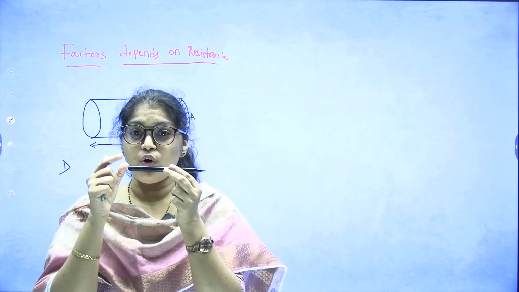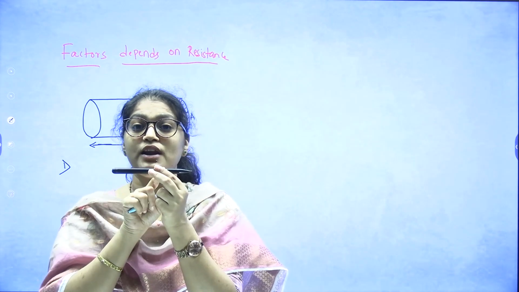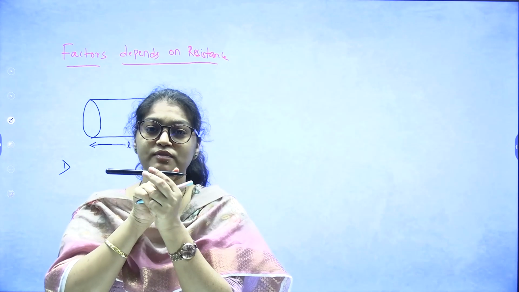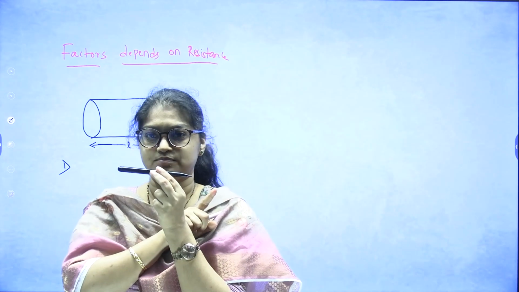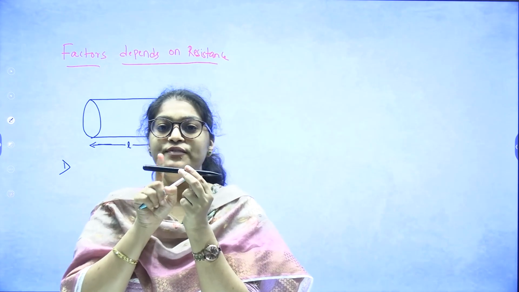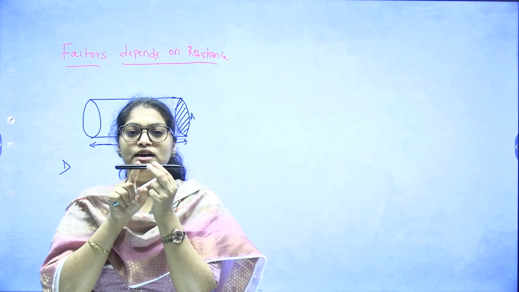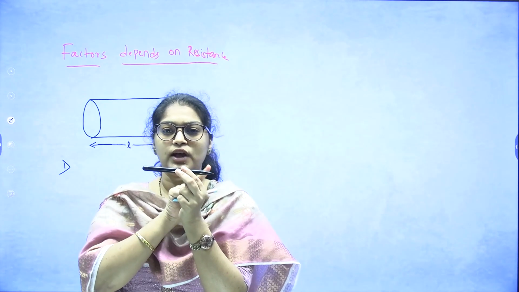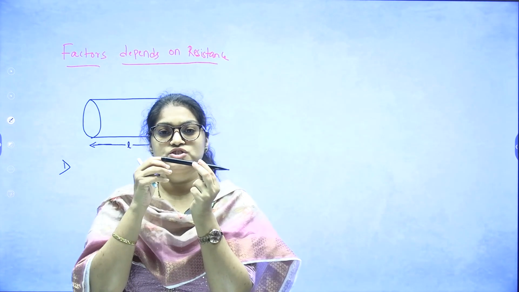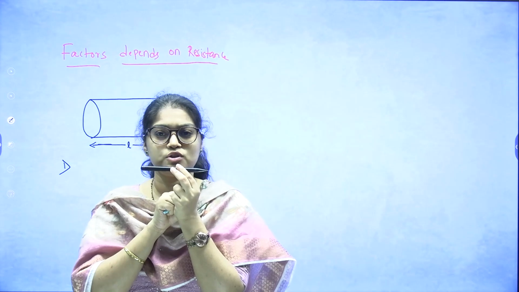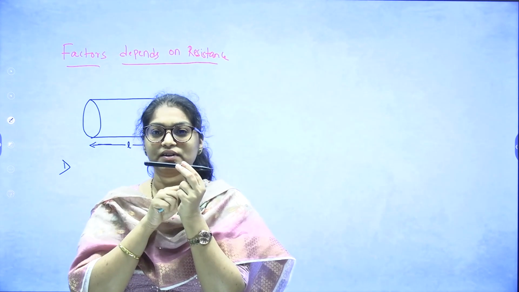If area is more, the flow of electrons will be more from one end to the other end. Then the resistance will decrease. We'll see that also, how.